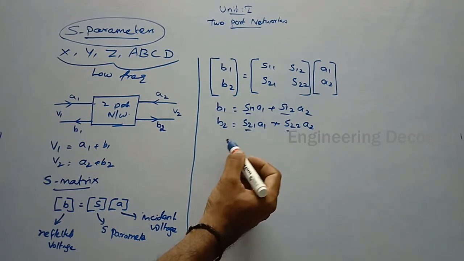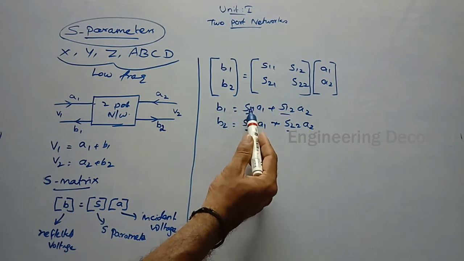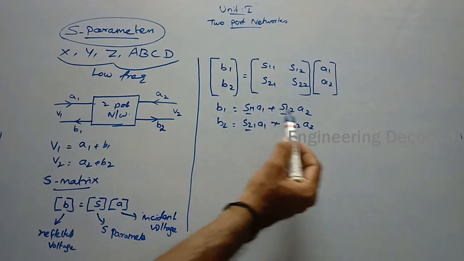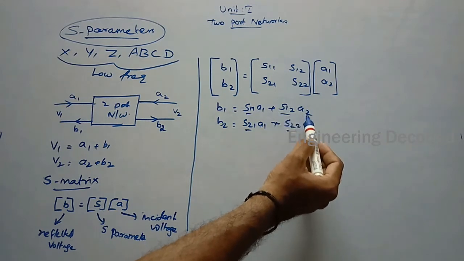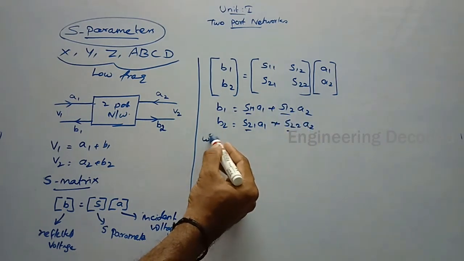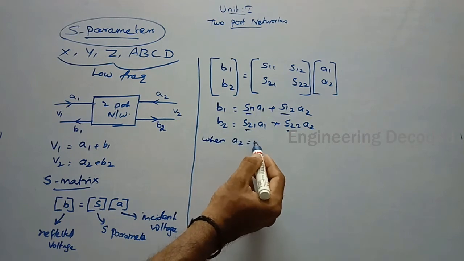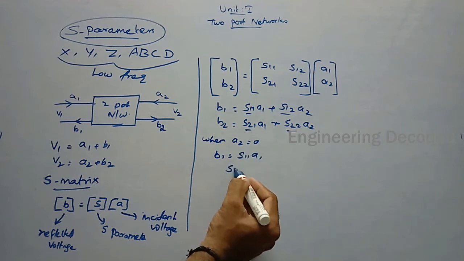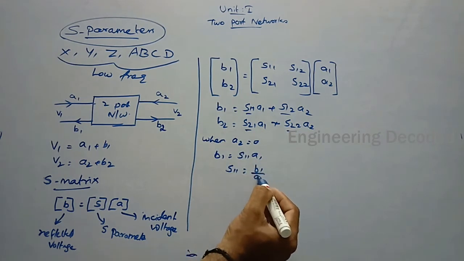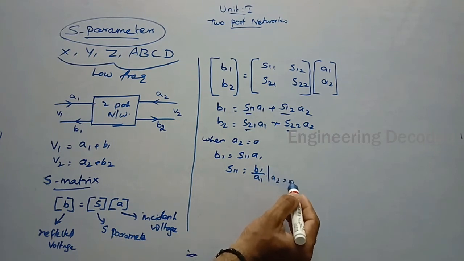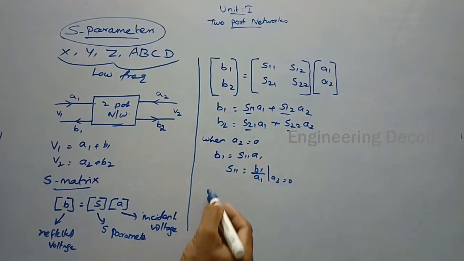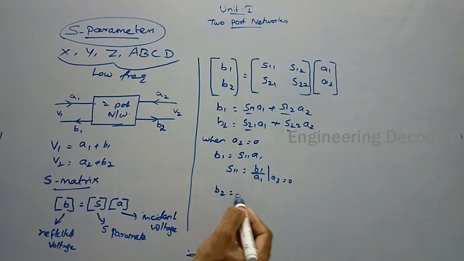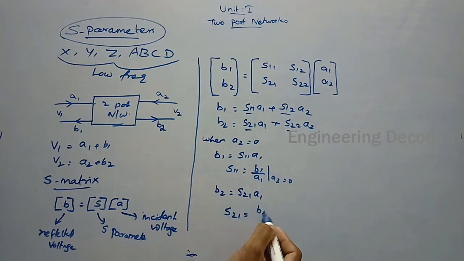Like what we have seen earlier, to find S11 and S21 we should make this term equal to 0. That means we want to make A2 equal to 0. So when A2 equals 0, B1 is equal to S11 into A1. So S11 is equal to B1 by A1 when A2 is equal to 0. Similarly, B2 is equal to S21 into A1. So S21 is equal to B2 by A1 when A2 is equal to 0.